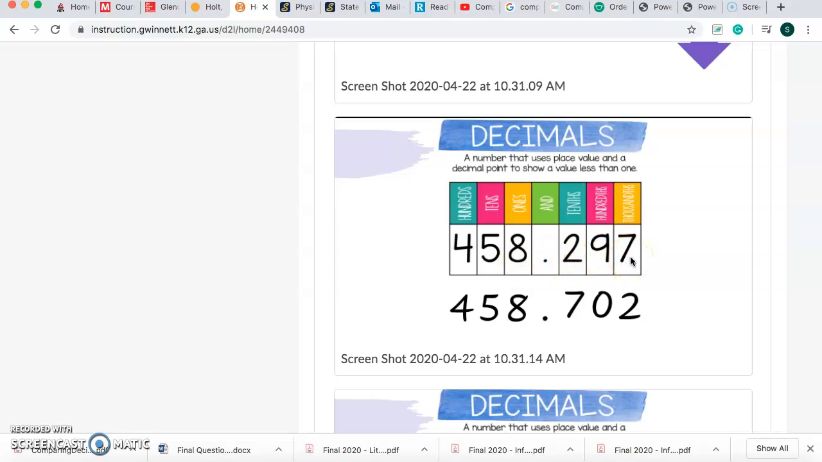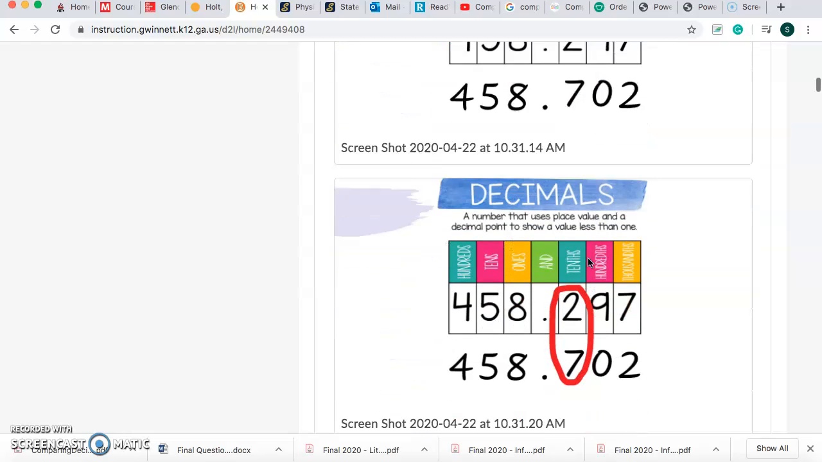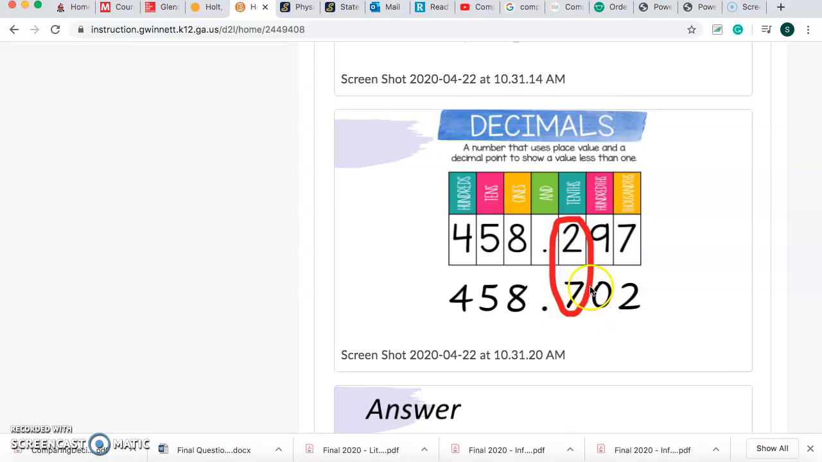458.297, okay? We're comparing that to 458.702. So I want to know which number's bigger. Well, I like to look at the hundreds first, so let's look. 4's the same. Both have a 5. Both have an 8. Both have a decimal. But something's different here. 7 and 2. Which number is bigger? Well, 7 is bigger than 2. So this number is bigger.